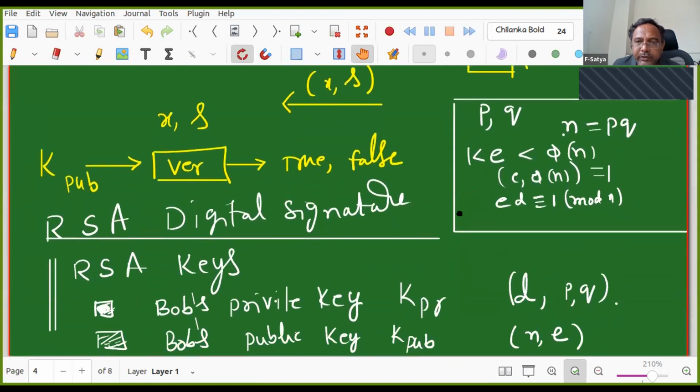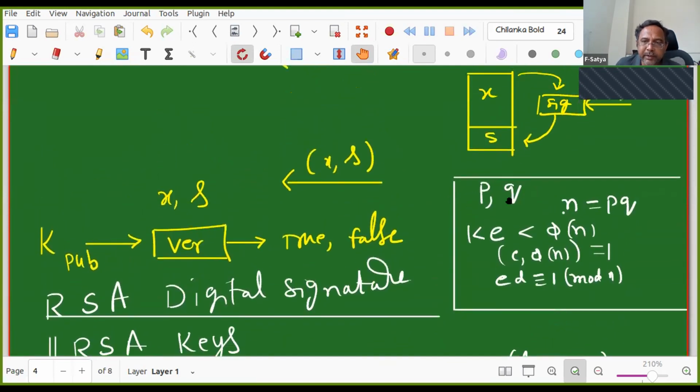Okay, in the RSA cryptosystem, what happens? We take two big primes P and Q, compute N equals P times Q, and choose E. E lies between 1 and phi(N), and GCD of E and phi(N) equals 1. With that we can compute D, which is the inverse of E, so D is unique. Once E is chosen, D is unique.